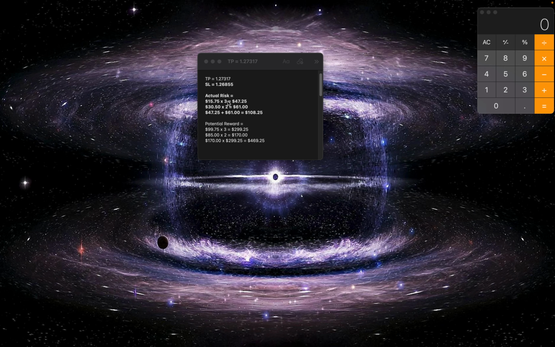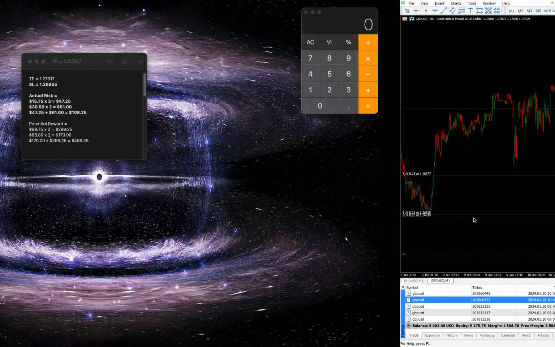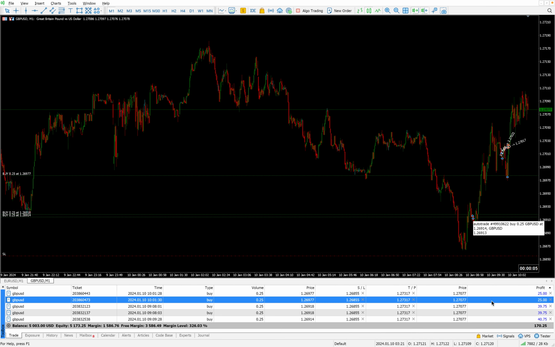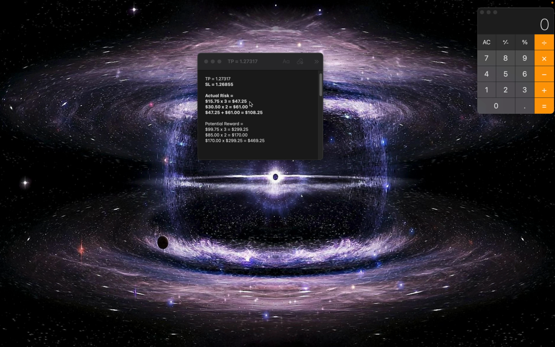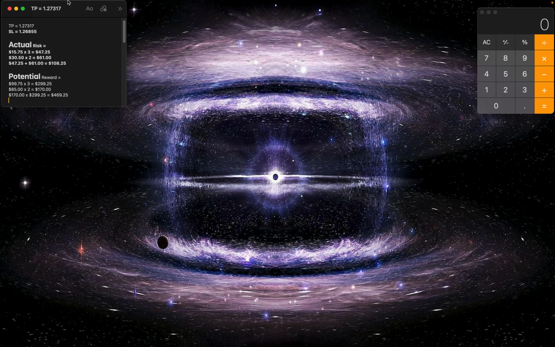Okay, so my risk was $15.75 for this with that stop loss times three, because I took three of those positions right here. One, two, three. So I just figured out what that was. That's $47. This is what's called actual risk, and then potential reward. And that's really the truth about it. We have actual risk when we enter a trade, but we only really have potential reward, right?